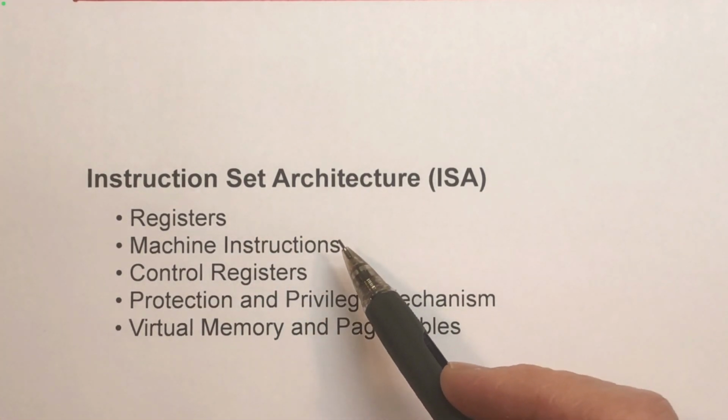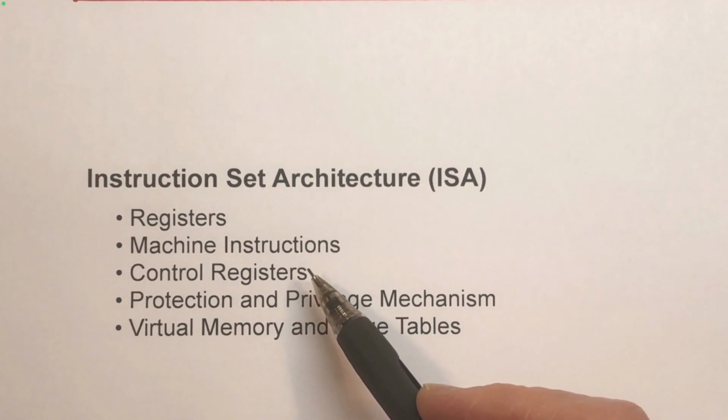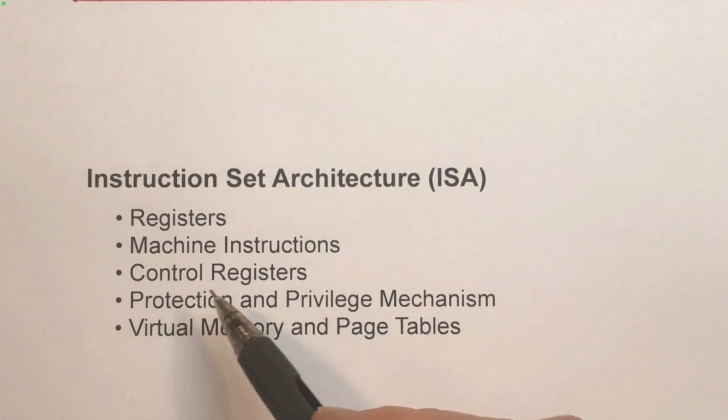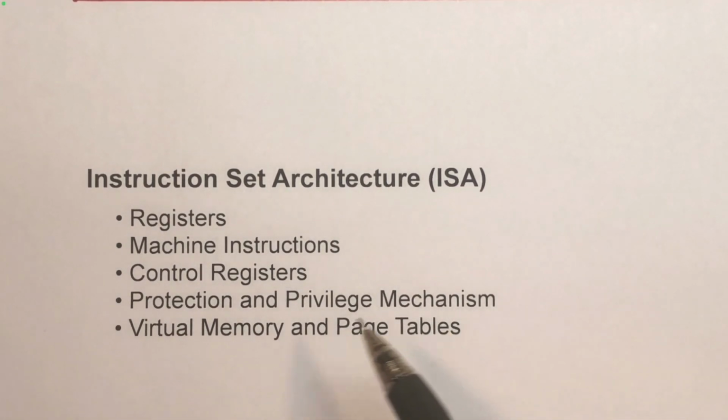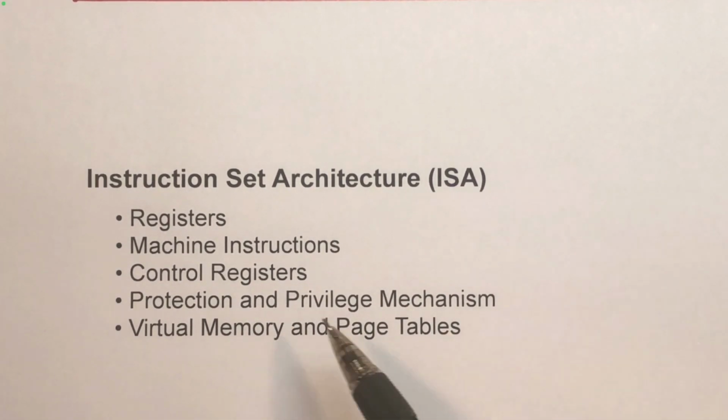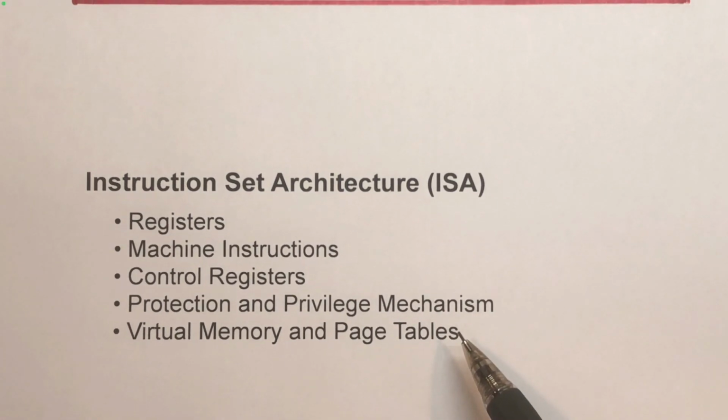We'll talk about how machine instructions are represented. We'll go over the control registers. We will talk about the protection and privilege mechanism that the kernel uses. And we will talk about virtual memory and how page tables are implemented in the Blitz-64 core.